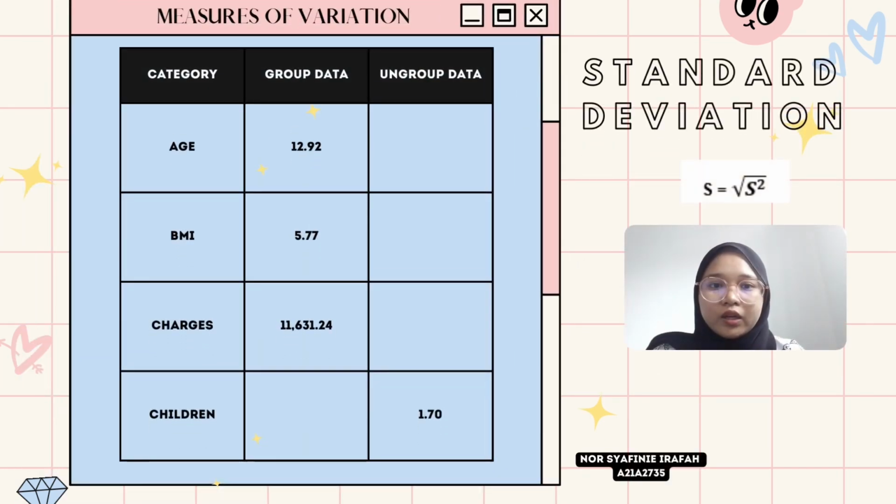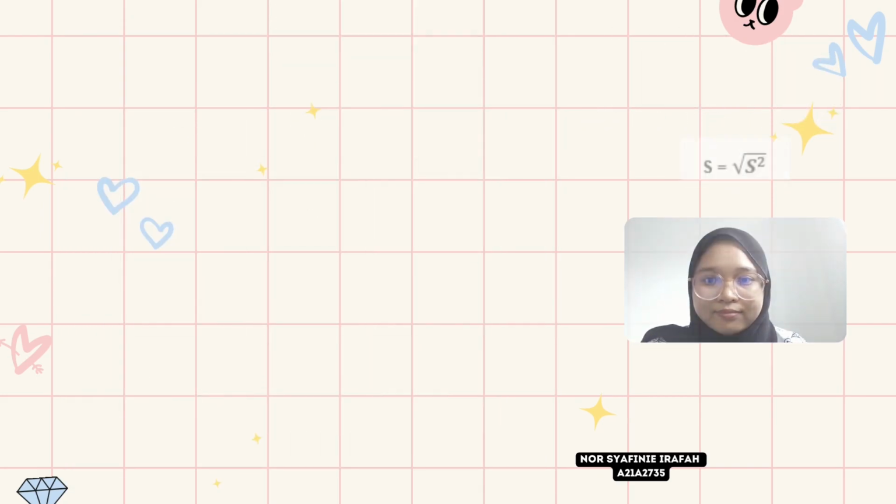And lastly, in measure of variation, we have standard deviation. The formula is S equal to square root of S square. This formula we can use for group data and also ungroup data. So the answer for standard deviation age is 12.92, for BMI is 5.77, and for charges is 11,631.24, and for the children is 1.70.